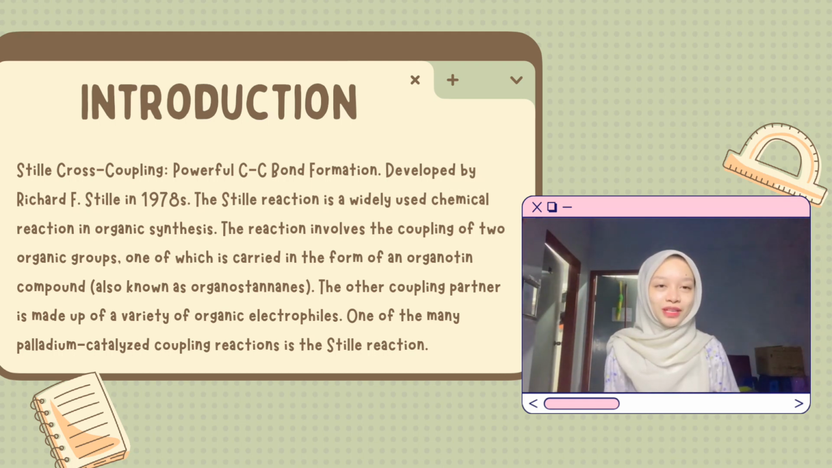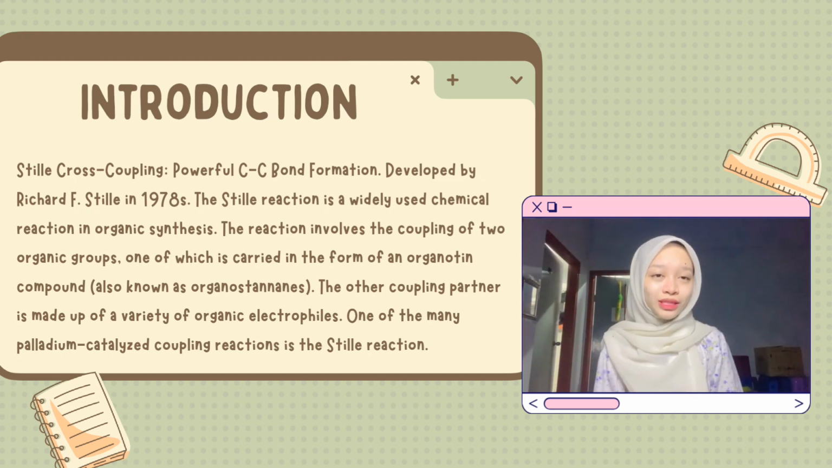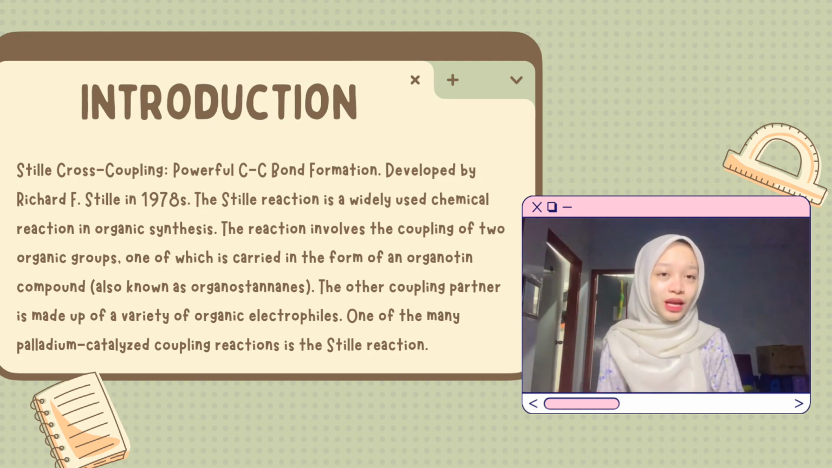The Stille reaction finds application in pharmaceuticals, agrochemicals, and material science, enabling efficient synthesis of complex organic molecules. Ongoing research focuses on catalysts, reaction conditions, and substrate scopes, enhancing the versatility and reliability of the Stille cross-coupling reaction. Developed by Richard F. Stille, the Stille cross-coupling reaction has had a profound impact on organic chemistry, facilitating the formation of carbon-carbon bonds and driving advancements in various scientific disciplines.